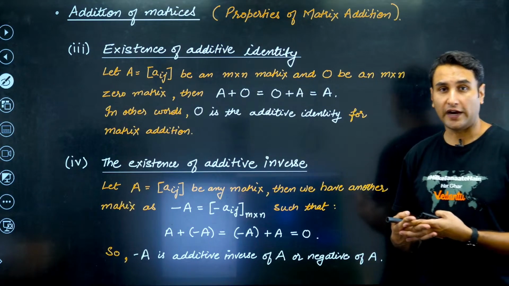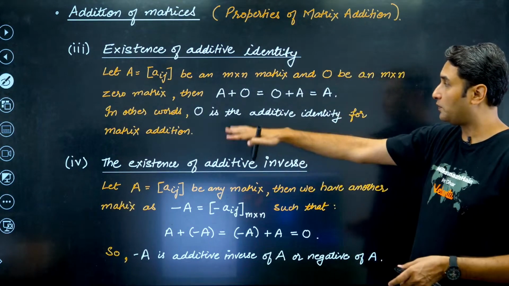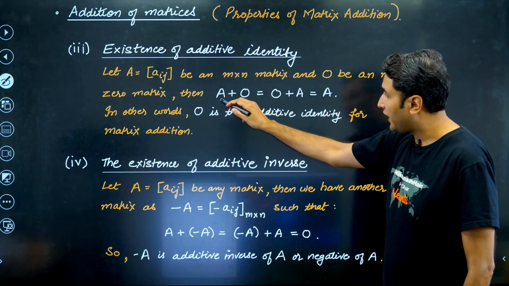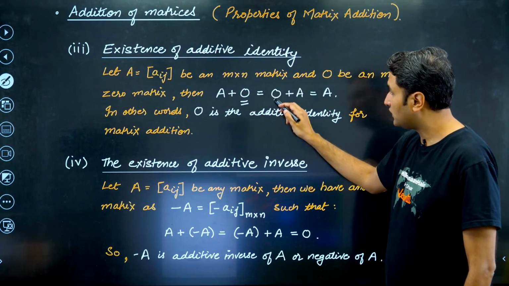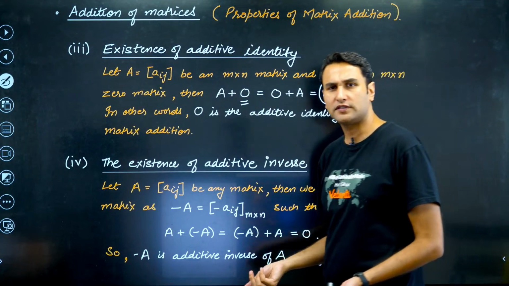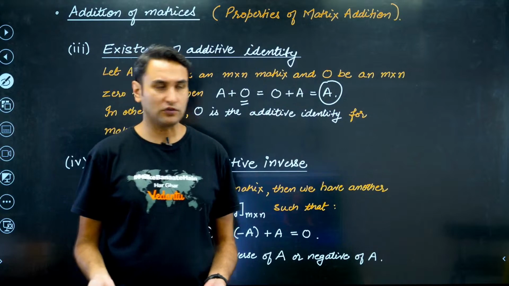Existence of additive identity. Don't go by all this jargon. As simple as that: if you add a matrix to a zero matrix or a null matrix, what you will get is the matrix itself. It's obvious, right?